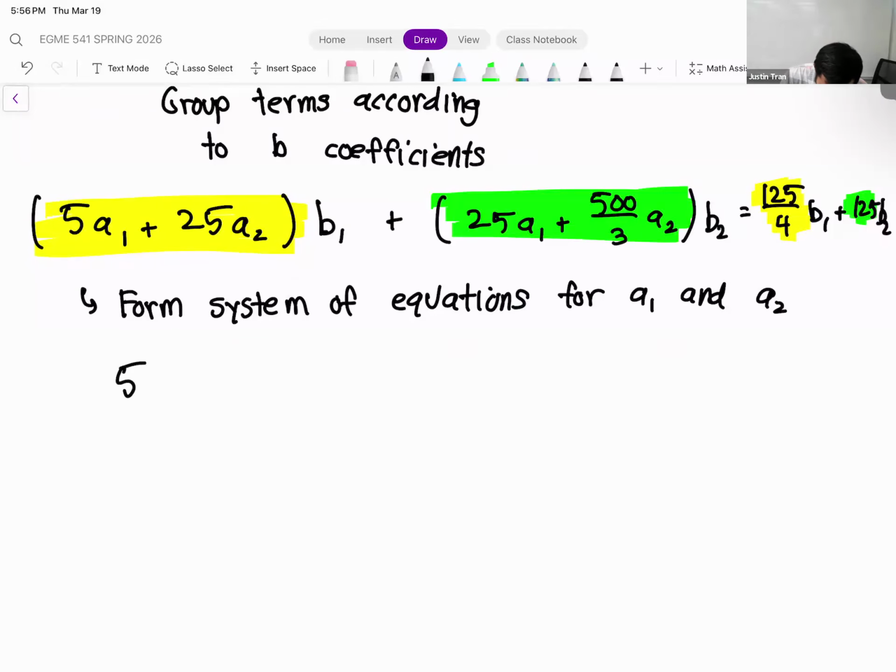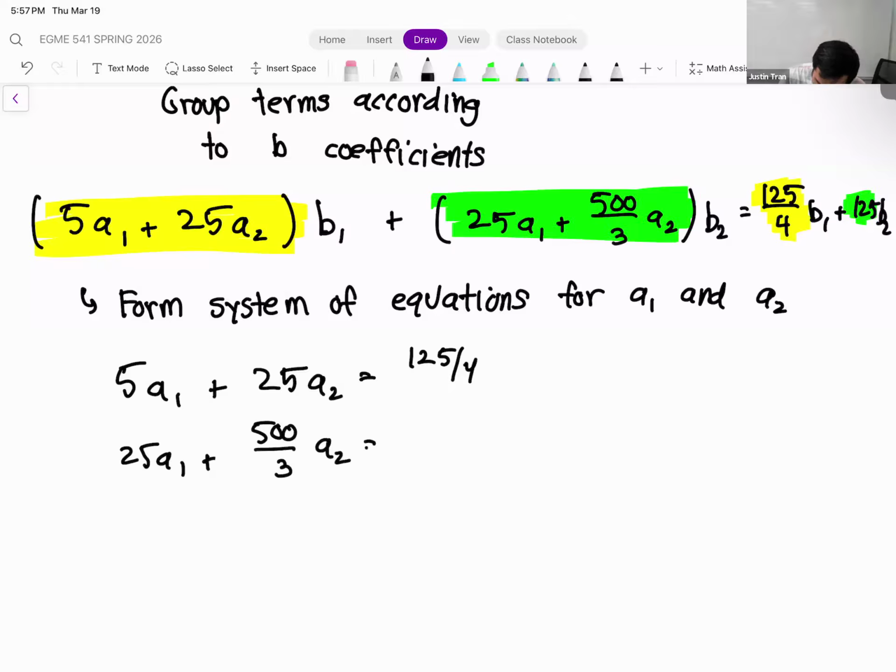All right, and so our first equation is 5A1 plus 25A2 is equal to 125 over 4. And then our second equation is 25A1 plus 500 over 3 A2 is equal to 125. Okay. All right, so two linear equations for two unknowns.